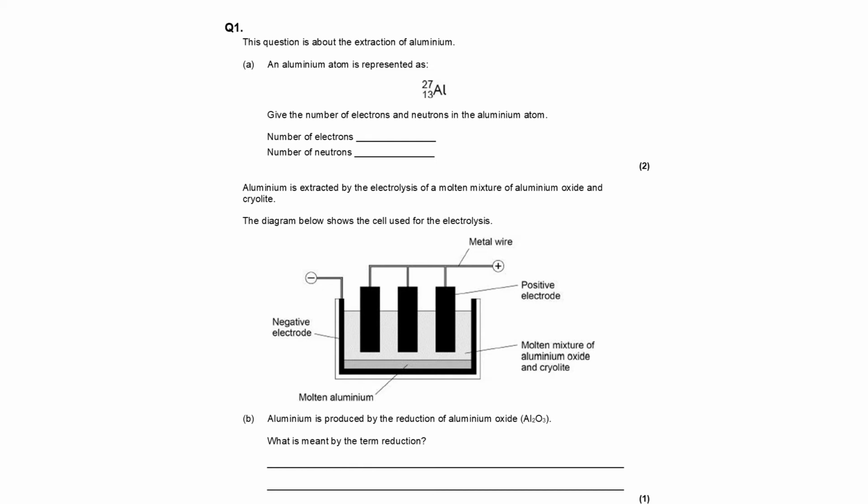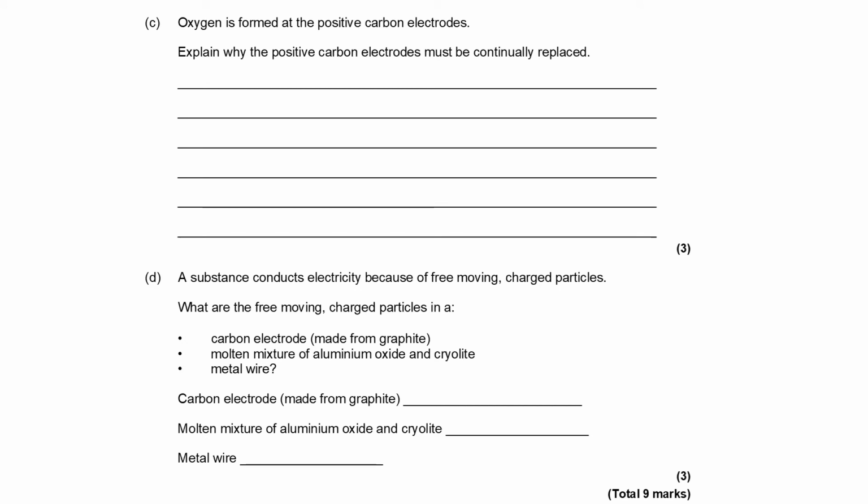Part C. Oxygen is formed at the positive carbon electrodes. Explain why the positive carbon electrodes must be continually replaced. So you've got to think about this. There was a reason you would have been taught this. Try and see if you can recall this. And you've got 3 minutes. So I suggest you pause the video now so that you can answer.